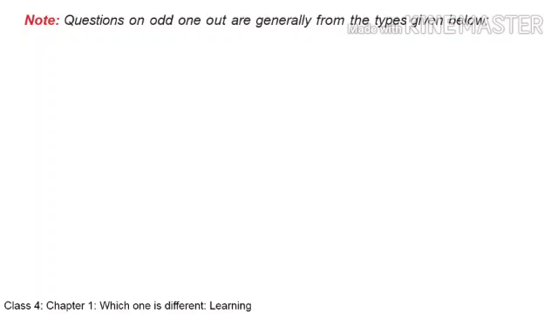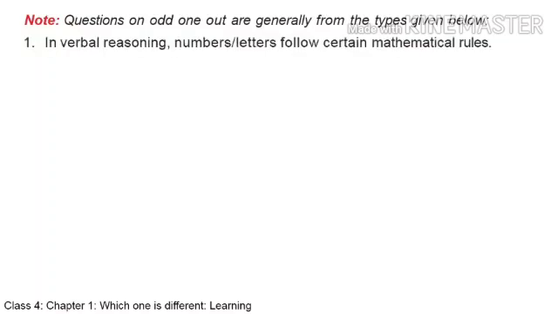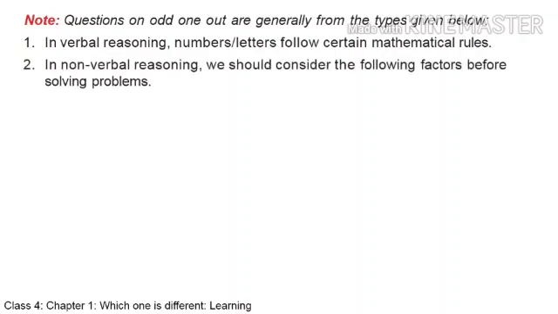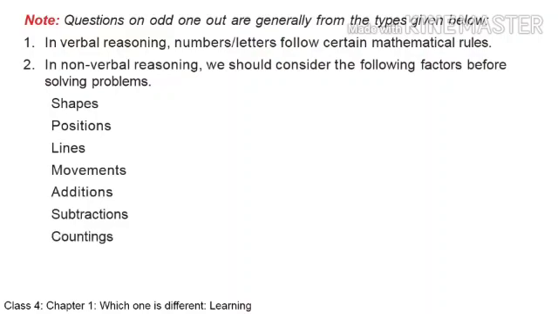We need to keep in mind, questions on odd one out are generally from the types given below. The first category. In verbal reasoning, numbers or letters follow certain mathematical rules. Category 2. In non-verbal reasoning, we should consider the following factors before solving problems: shapes, positions, lines, movements, additions, subtractions, counting, repetition, etc.